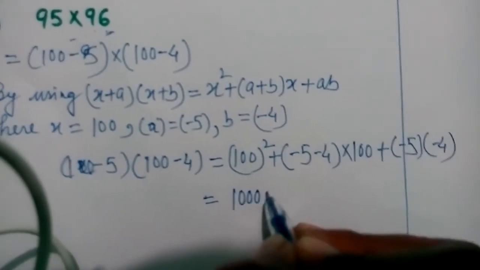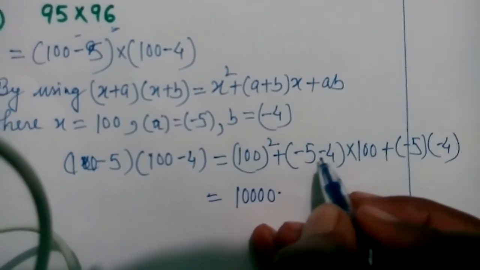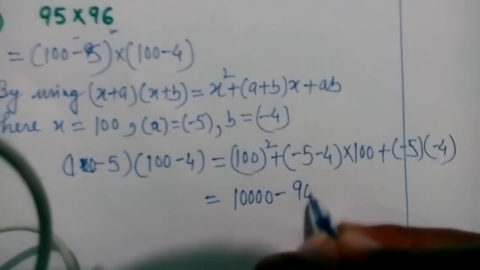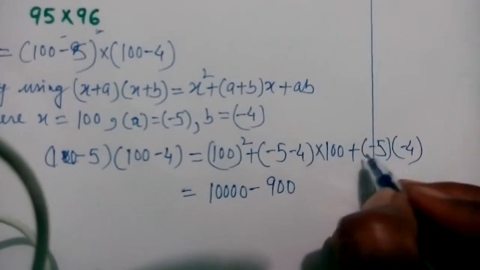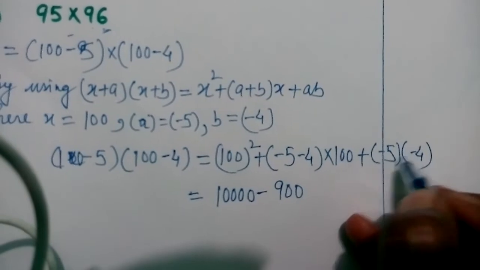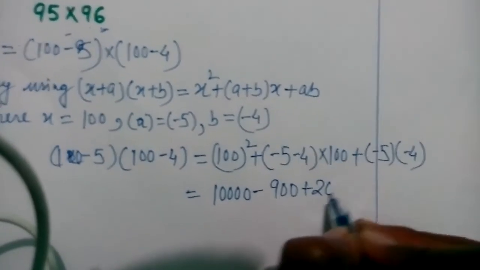10,000, and now minus 4, minus 5, that is minus 9, minus 9 into 100 will be minus 900. Plus, minus 4 into minus 5: minus into minus is plus, 5 fours are 20, plus 20.